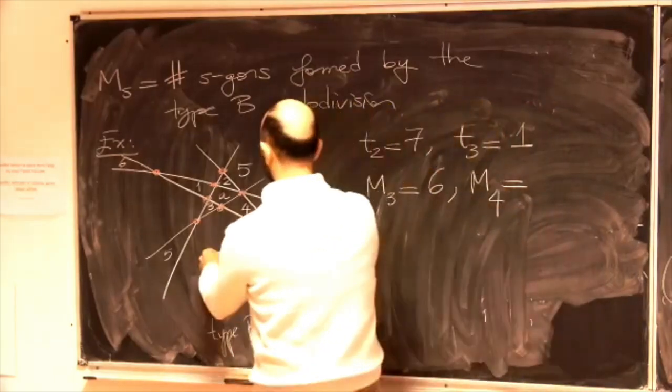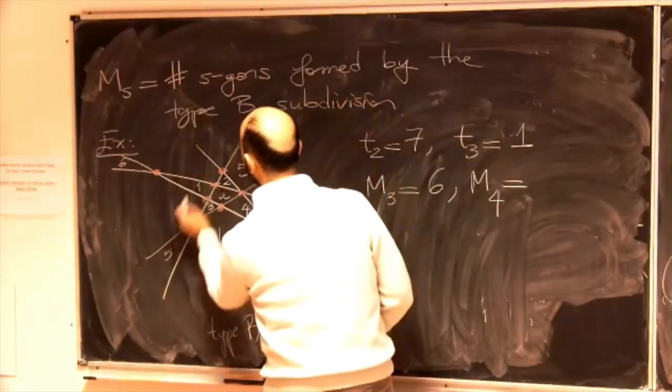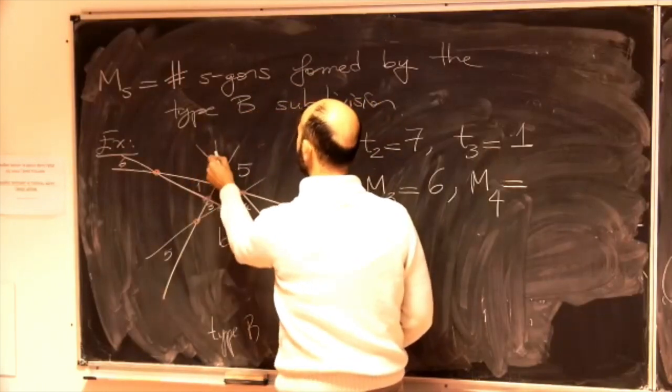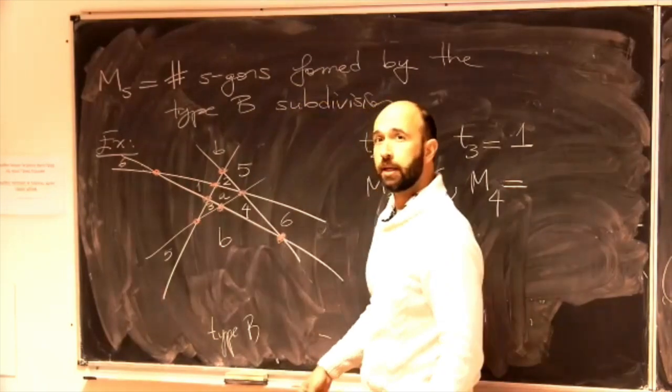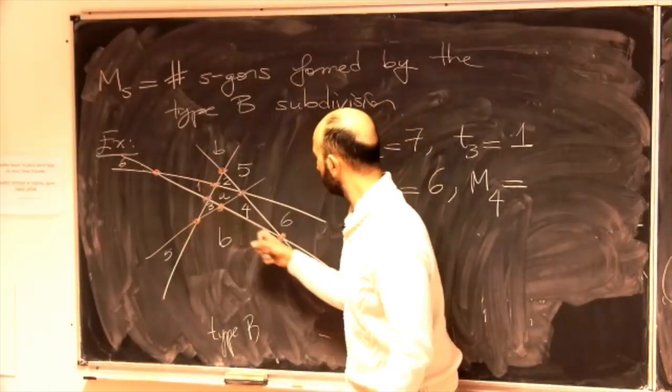Now, this is a quadrilateral. Why? So this line comes back here, that one comes back here. So this is the same region. And it has four corners. This is 1, 2, 3, and 4.